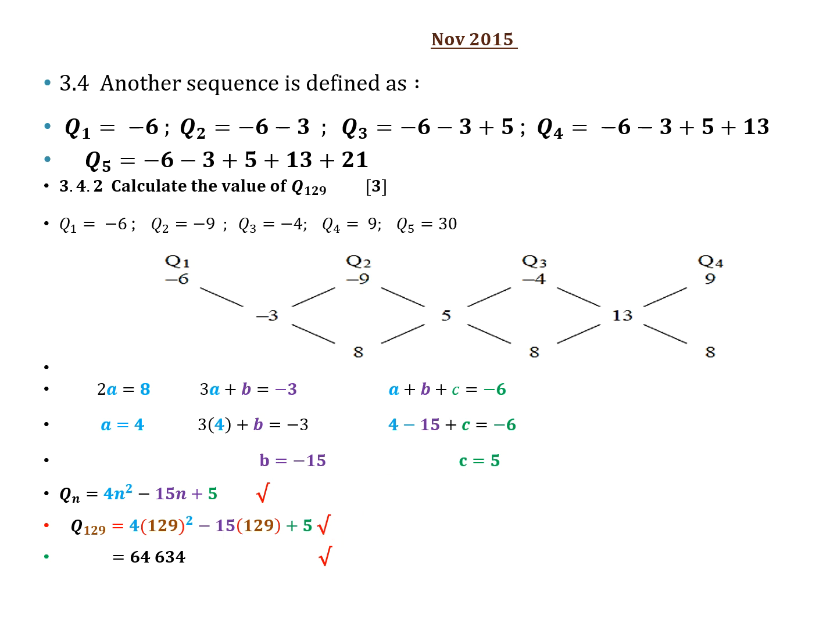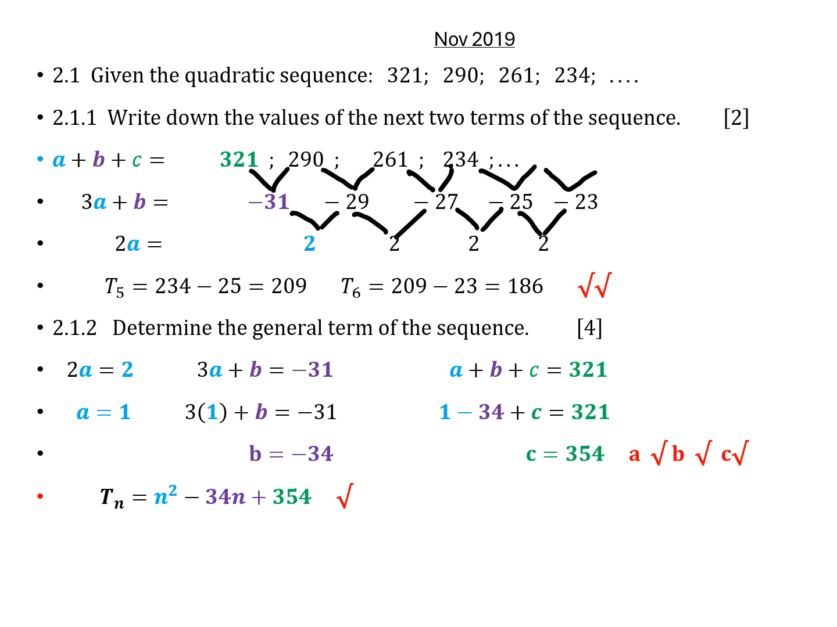Alright, let's look at the next set of questions. November 2019: given the quadratic sequence 321, 290, 261, 234, write down the values of the next two terms of the sequence. So I assume you can see it's decreasing.